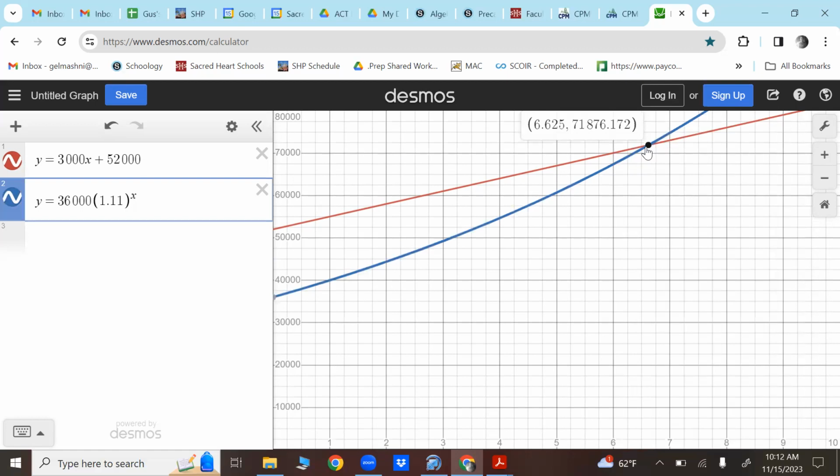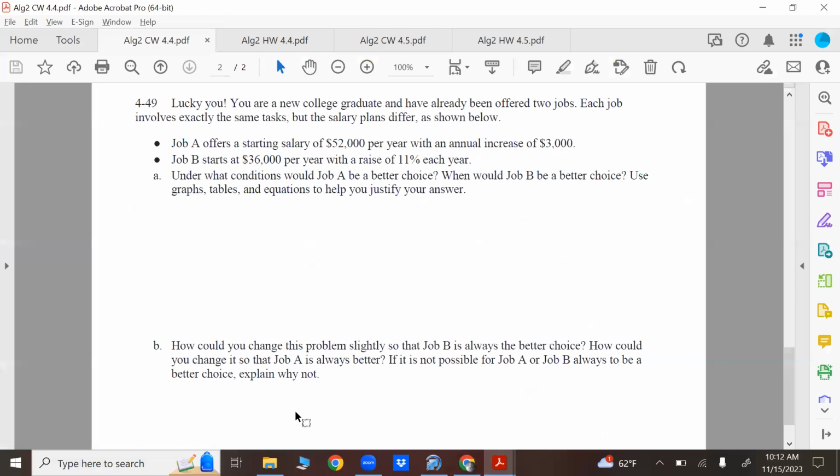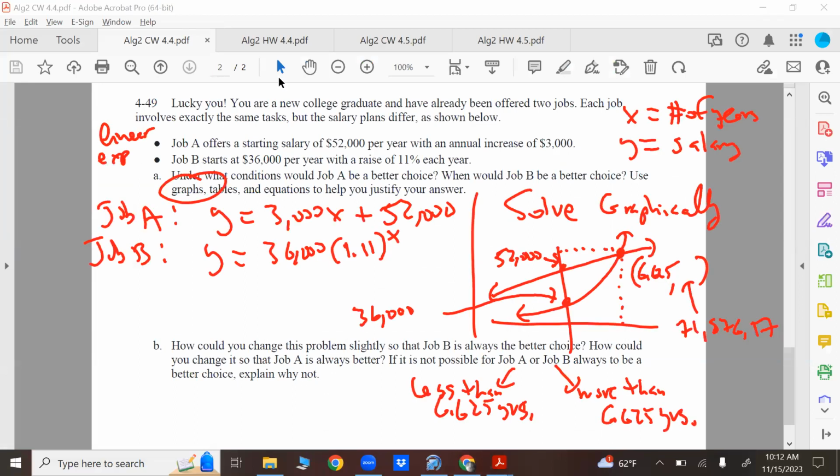So you have to get good at adjusting the windows. There's a way you can do it in the graphing calculator. I'll save that for tomorrow to show you guys how to do that. But adjusting the window is huge because now you can see it better. And so clearly job A is better when it's less than 6.625, but job B is better when it's more than 6.625. So that's that word problem.